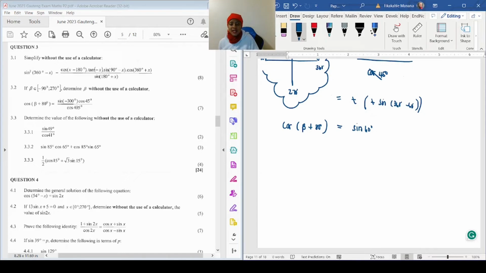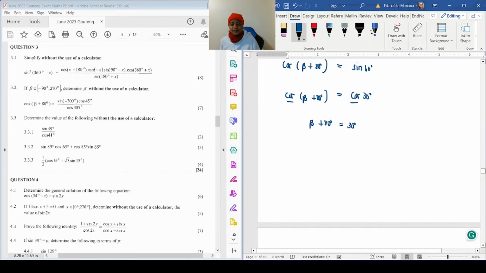All right, so sine 60, you can check in your calculator. That will be equal to cos 30. So now we have cos 30 on the right hand side of the equation, and we have cos(beta + 80). And now, because I have the same trigonometric expression, I can then make the angles equal. So I have beta plus 80 is equal to 30 degrees. And in that case, I'm going to leave it at that. Then I'm going to try to get the general solution.